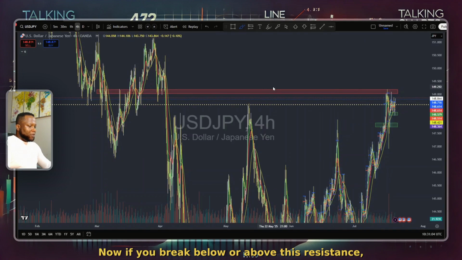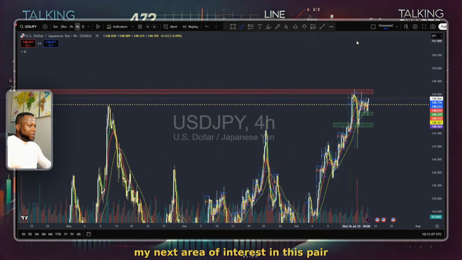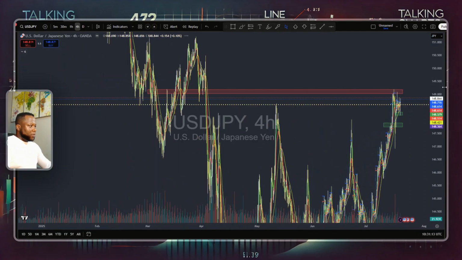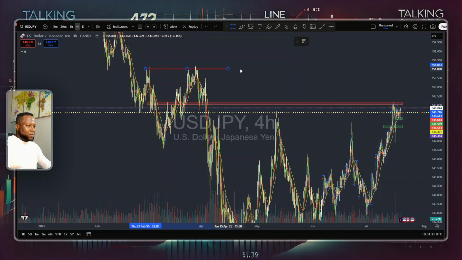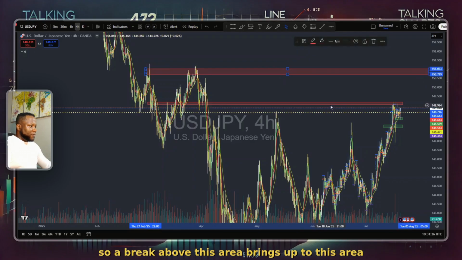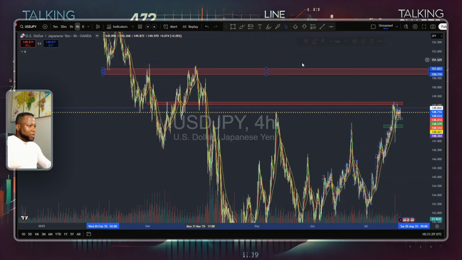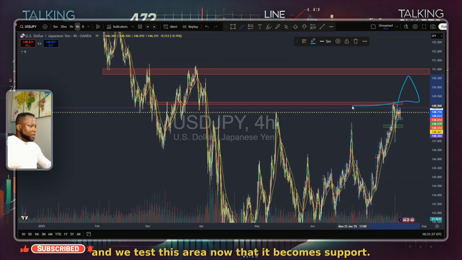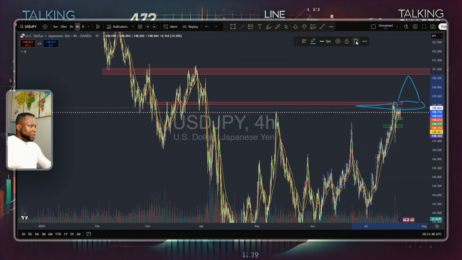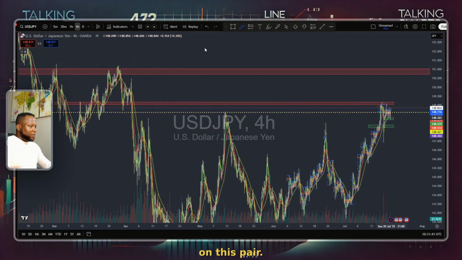Now, if we break above this resistance, my next area of interest on this pair will be at 150. So this support or resistance here. So this right here will be another resistance area, the 151. Okay. So a break above this area brings us to this area here, which should be a move like this. A break above this brings us here, and we come back down and we test this area now that it becomes support. Okay, so keep your eyes out on this pair.